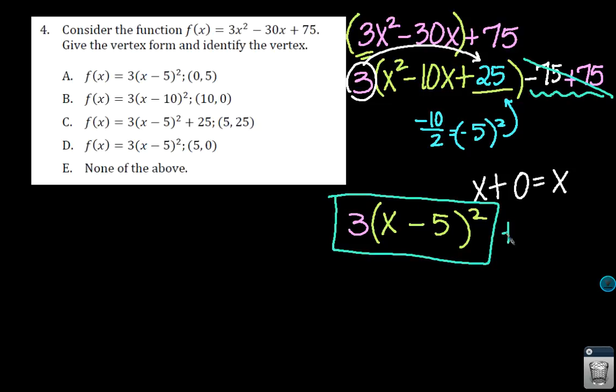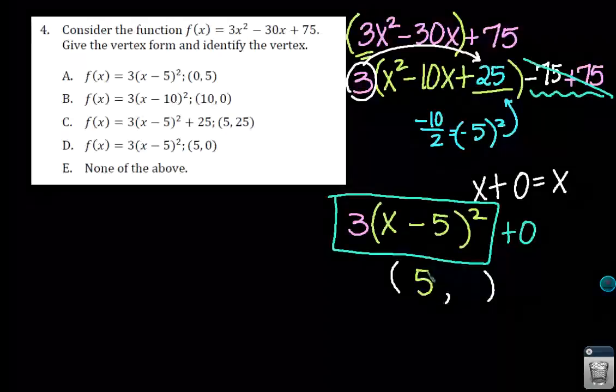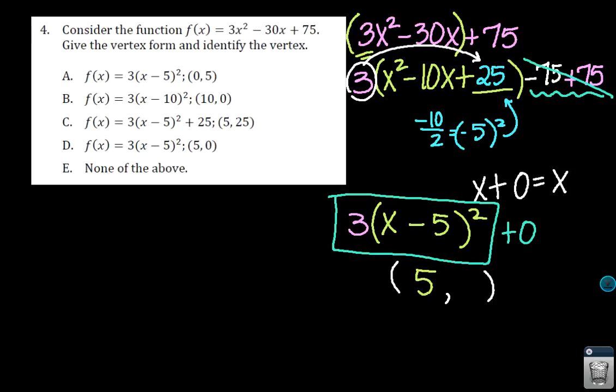Now, since my k was actually 0, my vertex is going to be located at h, k. And so I have minus 5 here. There's a minus in the formula, so I'm just looking at the value. That's 5, and then we have 0 for the y value of the vertex. So it looks to me like answer choice D may be the correct one. I'm going to verify that on my calculator.